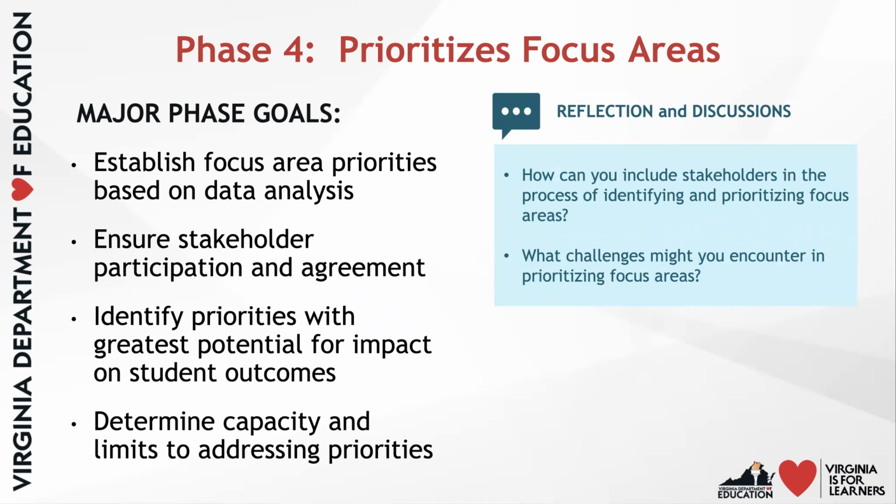The 4 major focus goals for this phase include establishing focus area priorities based on data analysis, ensure stakeholder participation and agreement, identify priorities with greatest potential for impact on student outcomes, and to determine capacity and limits to addressing priorities. Now let's reflect. How can you include stakeholders in the process of identifying and prioritizing focus areas? What challenge might you encounter in prioritizing focus areas?